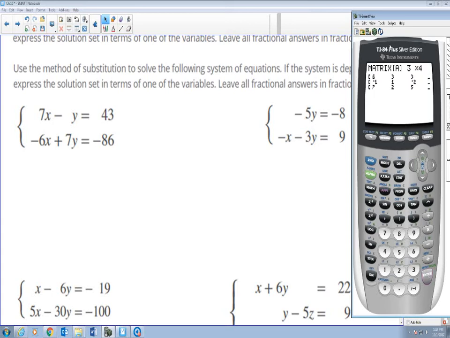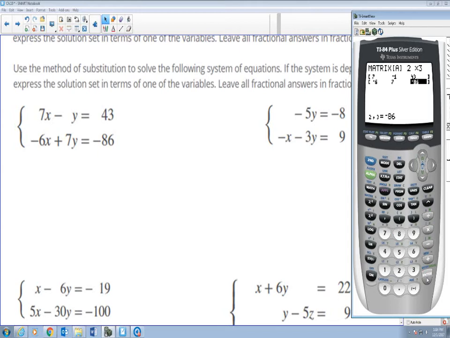Press enter. Okay, my matrix is 2 rows, enter, 3 columns, enter. Now we're just typing our coefficients. So that will be, see that 1 1, that will be first row first column entry, which is my 7, -1, 43. Alright, press enter. Now jump to second row, -6, 7, and -86. Alright, press enter.